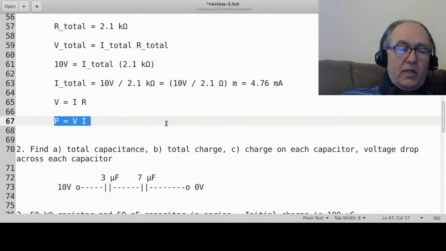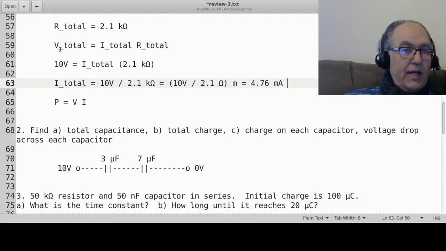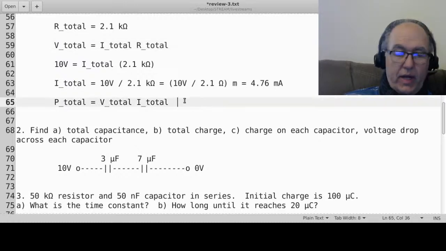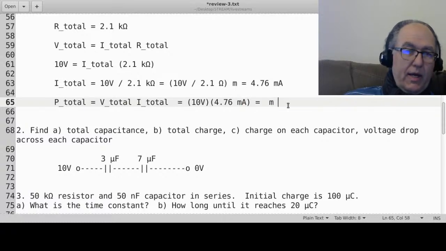And again, add subscripts to say, do I want this done locally on individual resistors, or do I want it done for a whole circuit? Well, in this case, we wanted it total, so we'll just put a total there, and a total there. The total voltage is still 10 volts across all the resistors, and the total current we just calculated to be that. The milli will go out, and a volt times an amp is a watt.